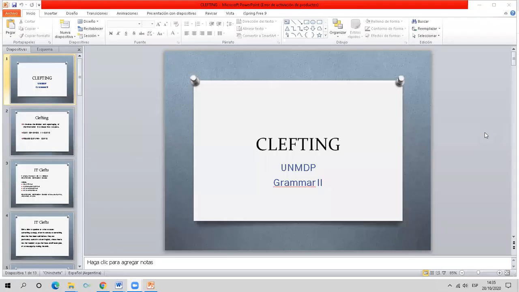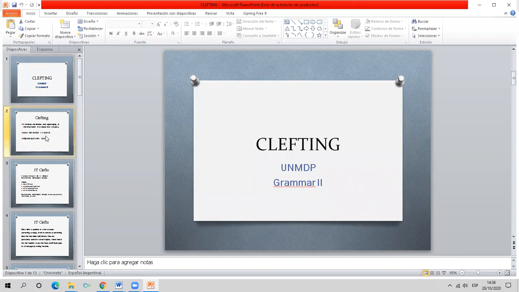Hello, Grammar 2 students. This week we have to deal with clefting. We are still working with ways of organizing the information within a text.